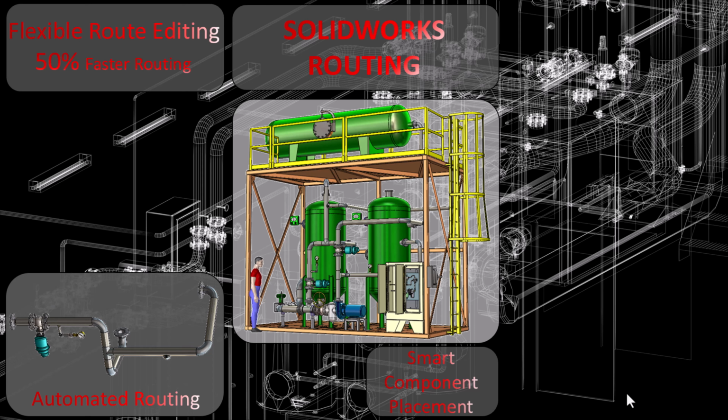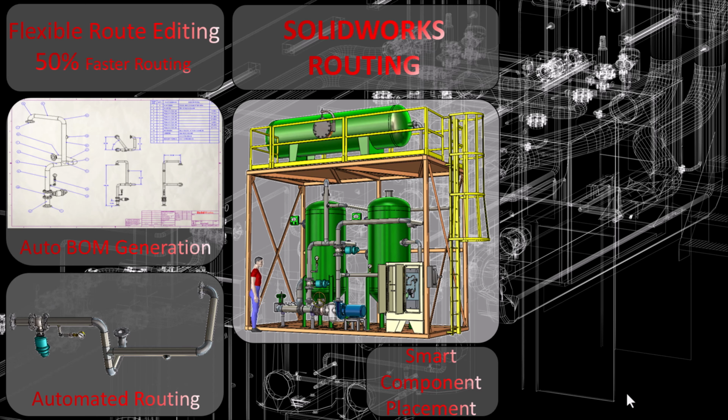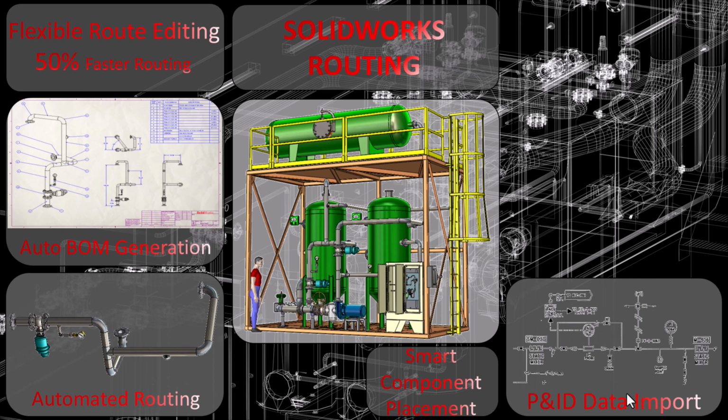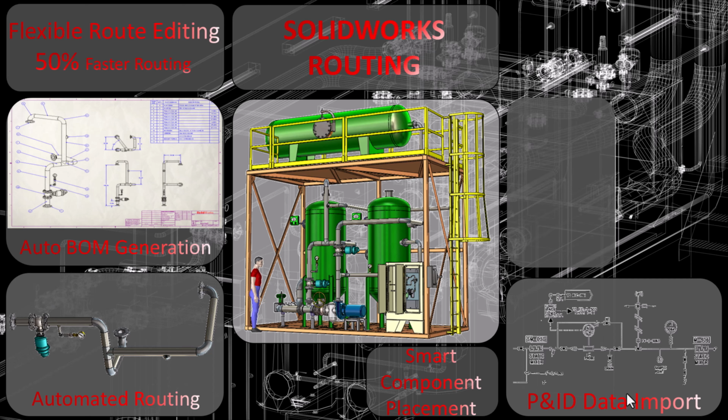Smart component placement. Quickly position fittings, connectors, and components using reusable libraries. Automated bill of materials generation. Create accurate bills of materials automatically, saving time and eliminating manual errors. P&ID data import. Import data directly from P&ID diagrams to ensure design consistency and efficiency. Tubing design. Achieve improved design accuracy and flexibility in tubing systems.